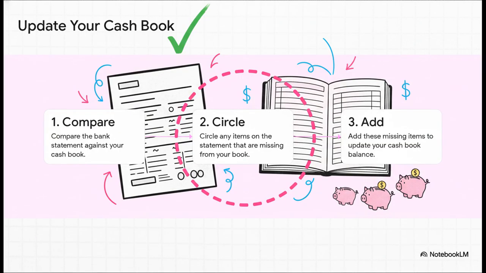Well, the first step in our investigation is actually pretty simple. You're going to grab your bank statement and your cash book and put them side by side. Go through them, line by line. Anything you see on the bank statement that's not in your book, circle it. Then you just add all those missing items to your cash book to get it up to date.